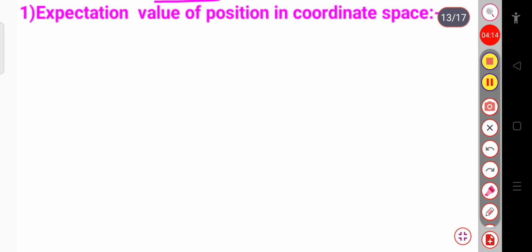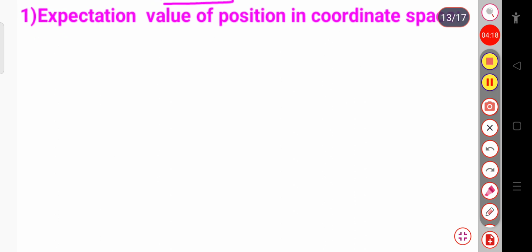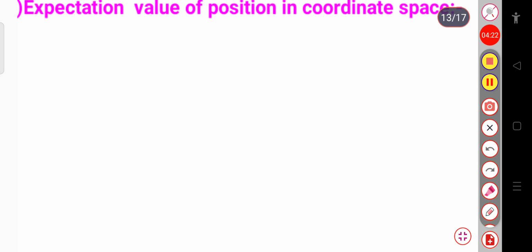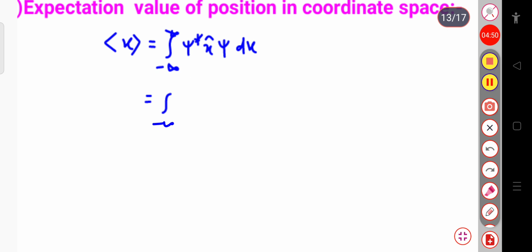So here let us see the expectation value of the position in the coordinate space. First of all, when the function is normalized, the x average will be equal to the integration from minus infinity to plus infinity of psi star x cap psi dx. Sorry, this is dx. That is equal to the integration from minus infinity to plus infinity of psi star, and when the position x cap operates on the psi, it will give the eigenvalue simply x, times psi dx.